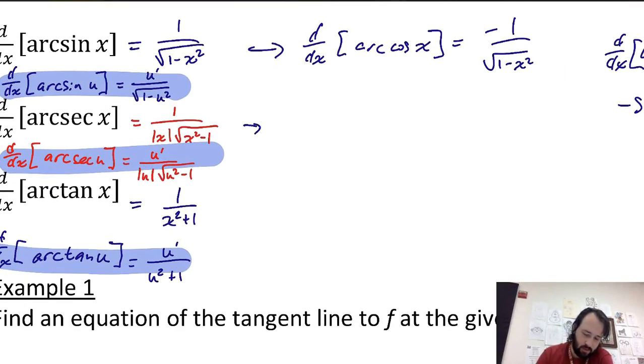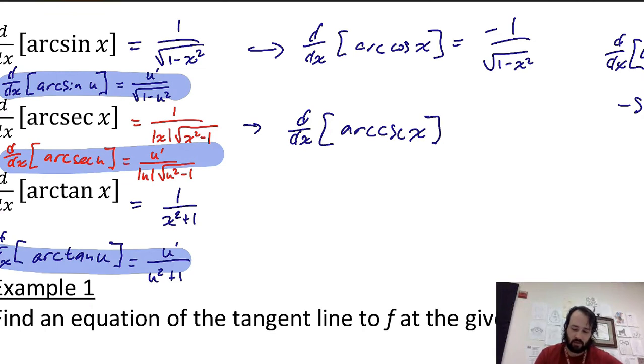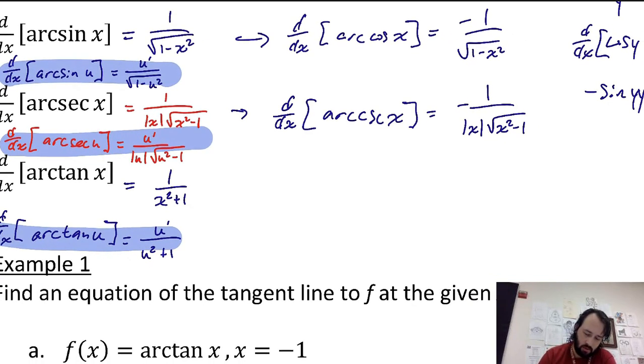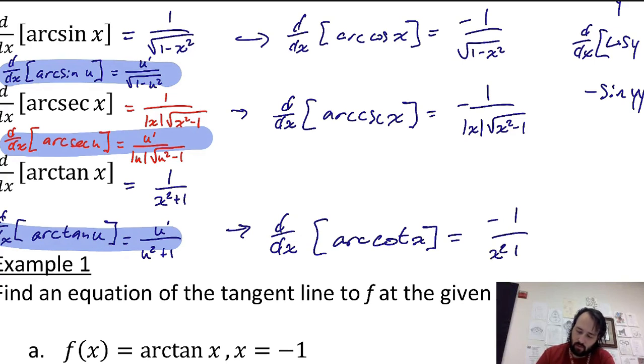Arcsecant, the cofunction is cosecant, so d over dx of arc cosecant of x is negative 1 over absolute value x, square root x squared minus 1. And then arc cotangent is negative 1 over x squared plus 1.